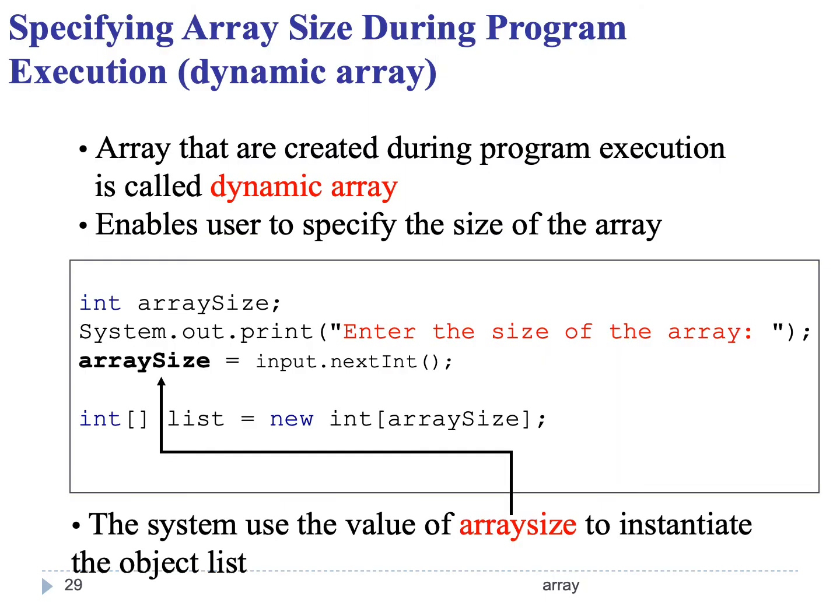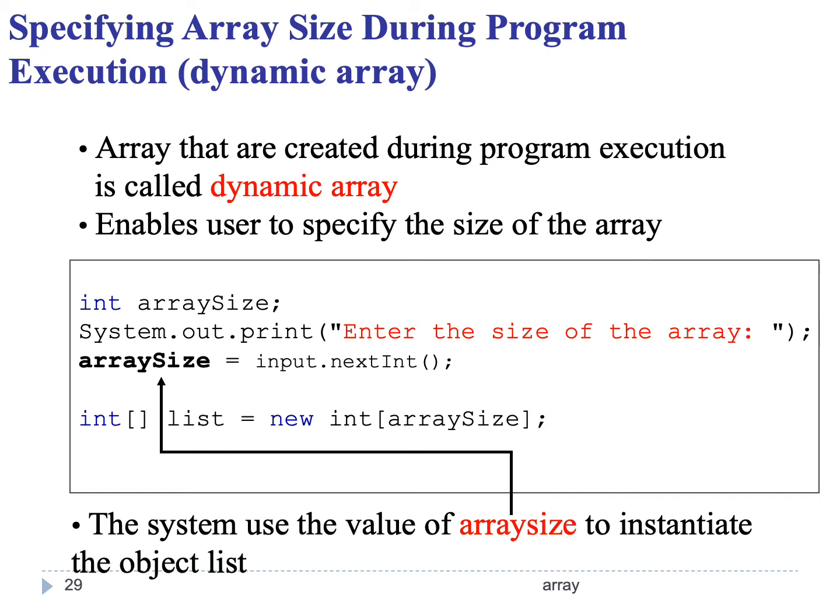Specifying array size during program execution. So dynamic array is an array that is created during program execution. This allows the user to specify the size of the array instead of hard coding the size. For example, here we use scanner as usual to ask the user to enter the size of the array. Depending on the value, the array called list that is created will have the size that the user input.